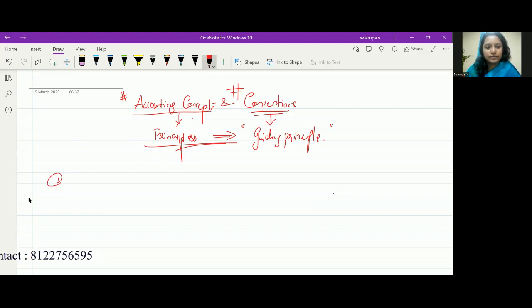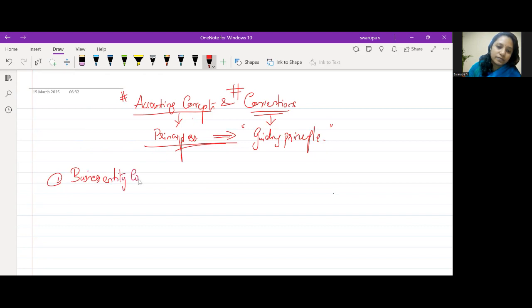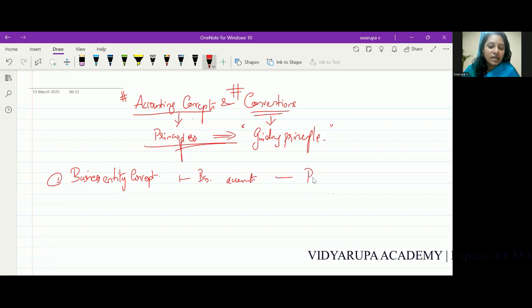First one, the business entity concept. The business entity concept means every business is separate from its owner. Whether it is a proprietorship, a partnership, an LLP or a company, the business accounts are different from personal accounts.